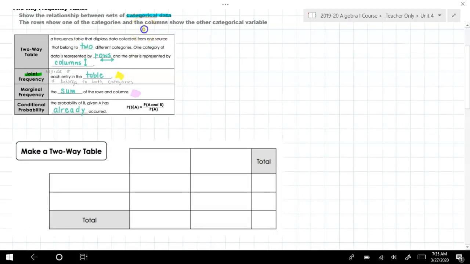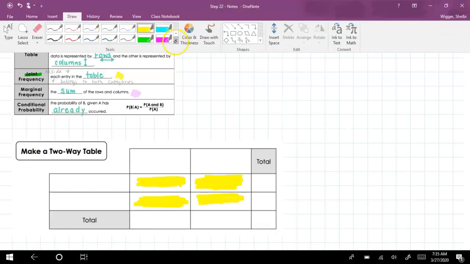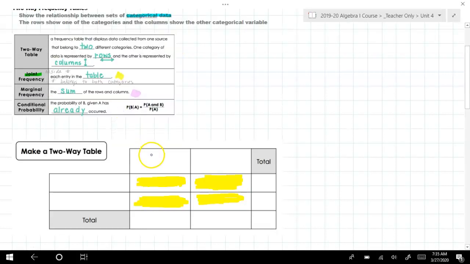So on this table here, the joint frequencies will be these numbers that belong to both categories along the top. We'd have category 1. On the side, we'd have category 2. The inside numbers that belong to both categories are the joint frequencies.